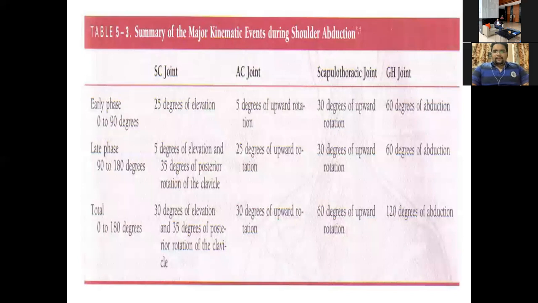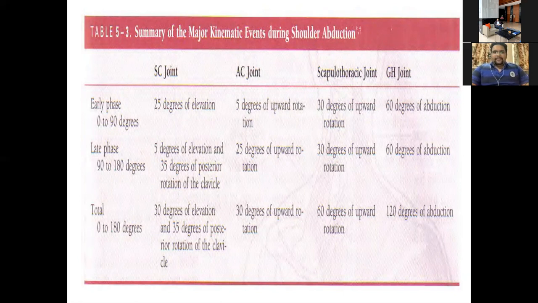And here what we have discussed is that 25 degrees of elevation has occurred at the SC joint because of the upward rotatory forces from the muscles lower trapezius, upper serratus anterior, lower serratus anterior, and 5 degrees of upward rotation occurred at the AC joint. Now moving up to the second phase, that is from 90 to 180 degrees.